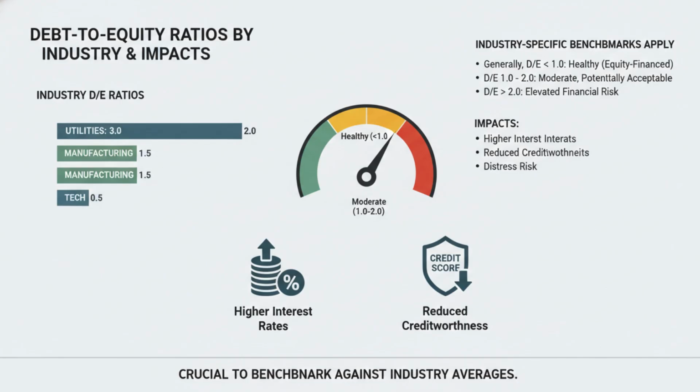However, a moderate D/E ratio, say between 1.0 and 2.0, might also be acceptable if the company has stable cash flows and strong earnings to support its debt. A consistently high D/E ratio, particularly above 2.0, signals elevated financial risk. This could lead to higher interest rates on future borrowings, reduced creditworthiness, and a greater potential for financial distress, especially if economic conditions worsen. Therefore, benchmarking against industry averages and analyzing the company's historical trends are crucial for accurate interpretation.